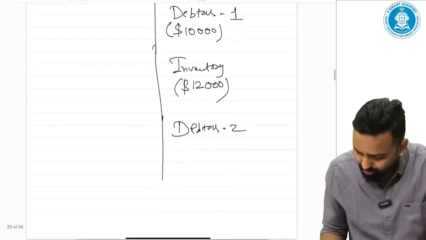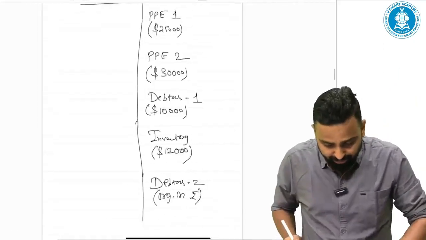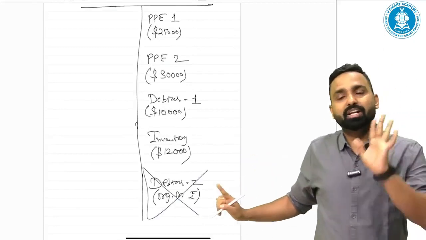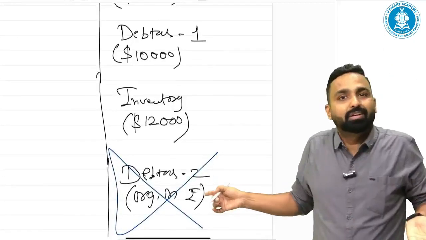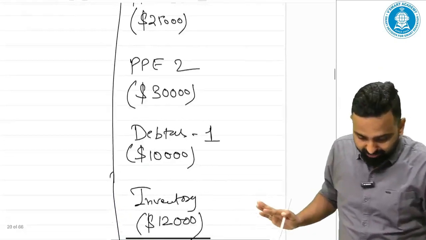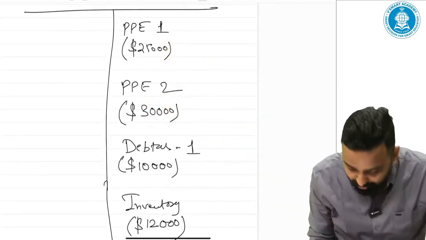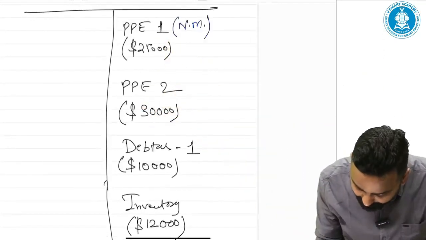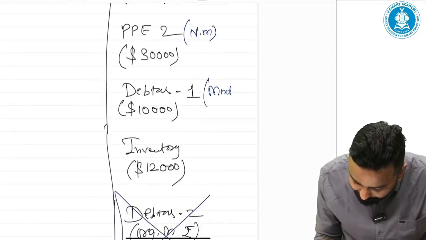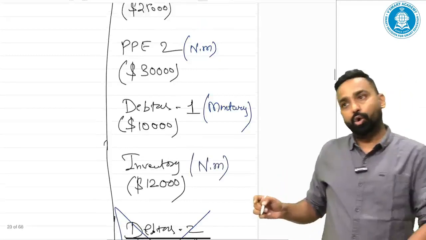There is one more debtor, debtor two, which is originally in rupee. Now, out of these all, this is not to be considered in Ind AS 21 because it is originally in rupee. It has no relevance. This is not a foreign currency transaction technically. Okay, leave it. Now, as far as PPE1 is concerned, PPE are non-monetary. Debtors are monetary. Inventory is non-monetary.